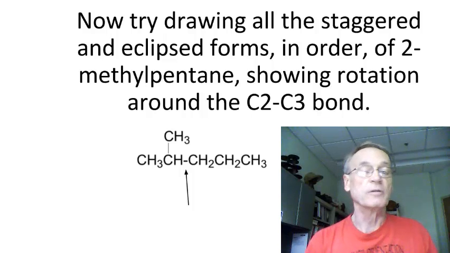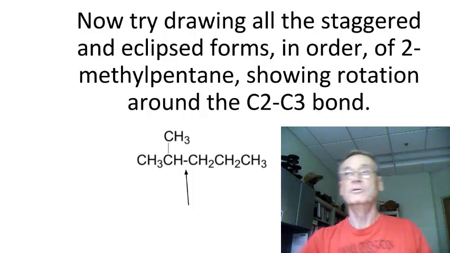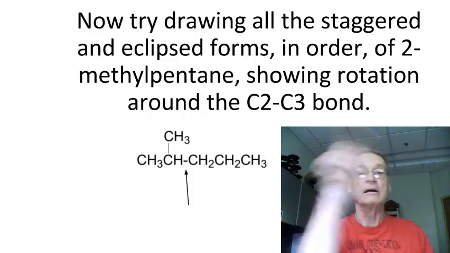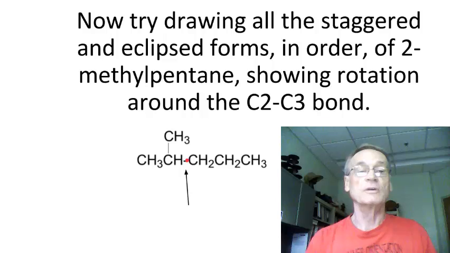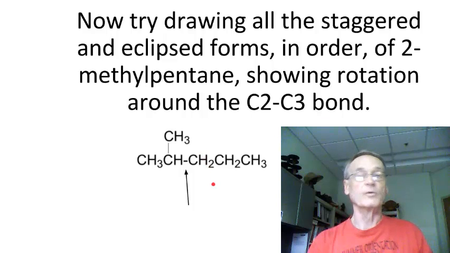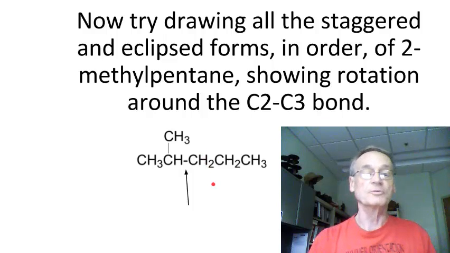And by the way, you can start wherever you want to, and by the time you go all the way around the dihedral angle of 360 degrees, you'll be back to the original molecule. But it doesn't matter where you start. So try doing it for 2-methylpentane, and pay attention particularly to this bond right here. So the problem, before we even start rotating, is how do you put the groups onto a Newman projection?